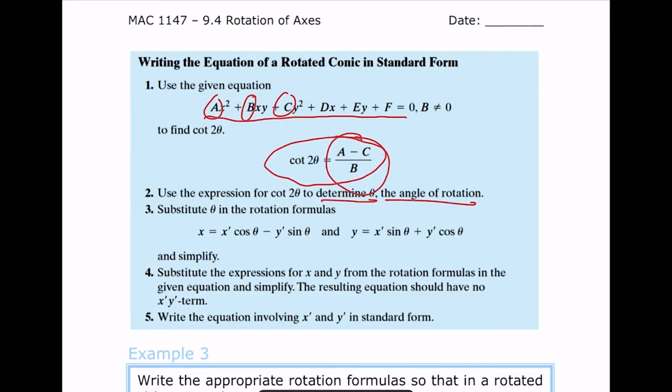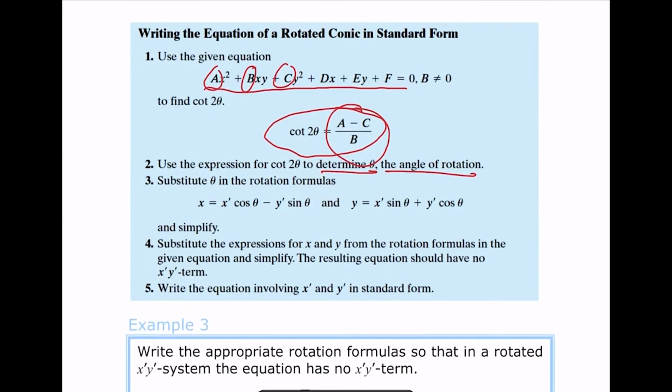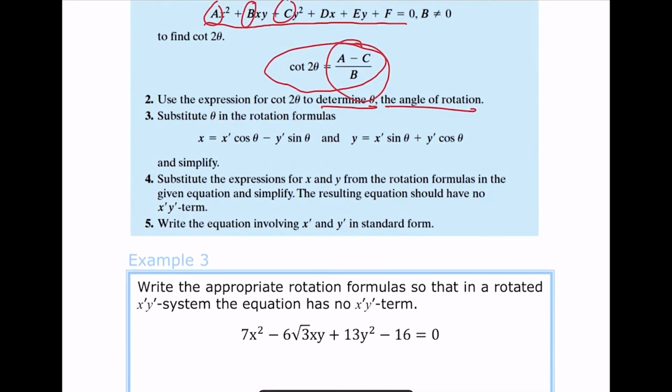So really number 1 is not even really a step. Number 2 is using an equation and solving an equation. We can do that. And then number 3, we're going to take our theta value and plug it into the rotation formulas, which are given to us. You might have to memorize those, depending on who your professor is. Maybe you don't have to memorize them. Regardless, you know how to take a theta value, plug it in, and evaluate trig functions, and you'll simplify.